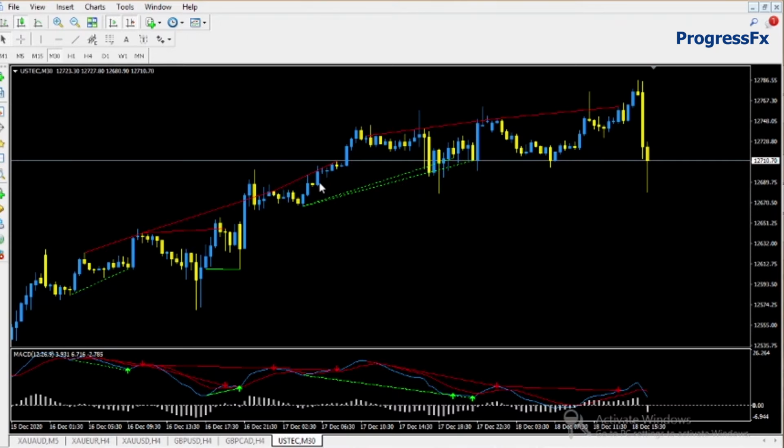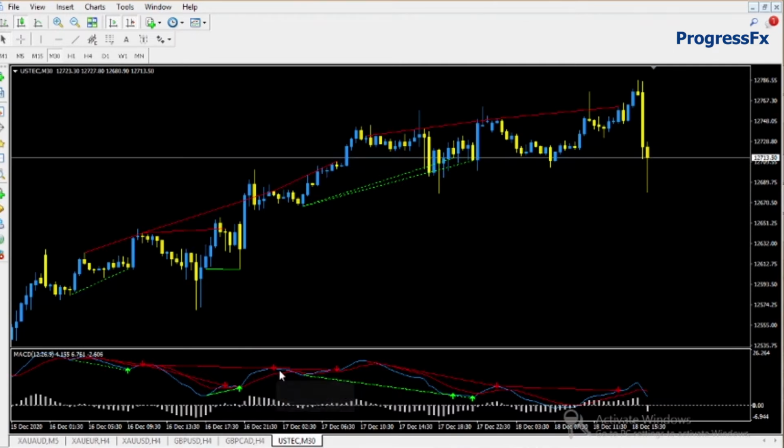One thing is that it behaves somehow. Sometimes whenever it appears, it's not when it reacts. That's why I didn't talk much about it. But the implication is that whenever it appears, the responsibility is for the blue signal line to cross below the red signal line. So that is what the green dotted lines and the red dotted lines do. It's part of the MACD divergence indicator.